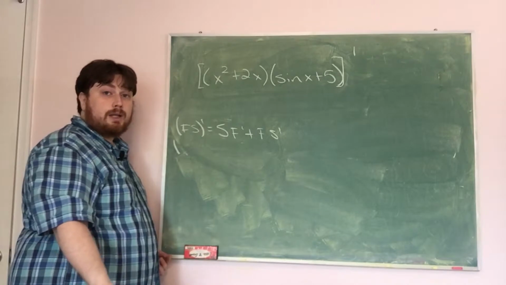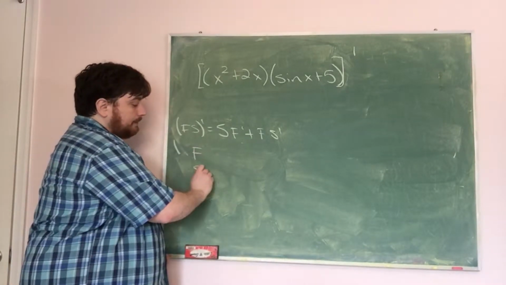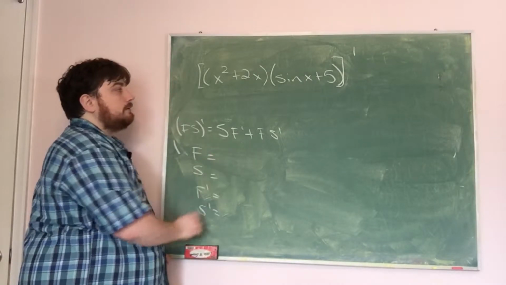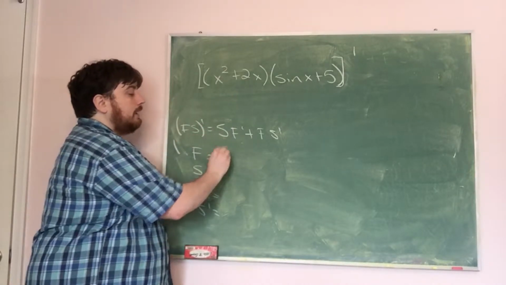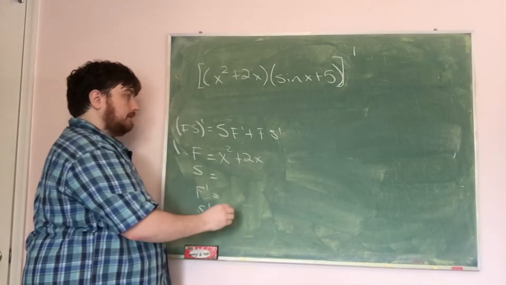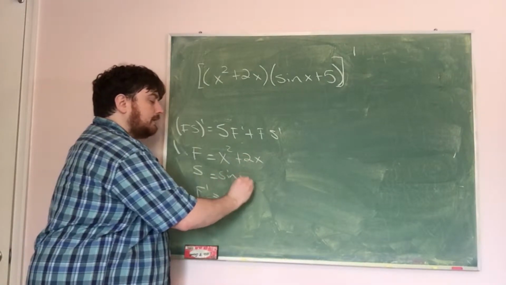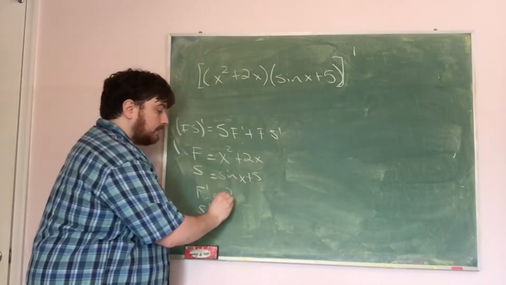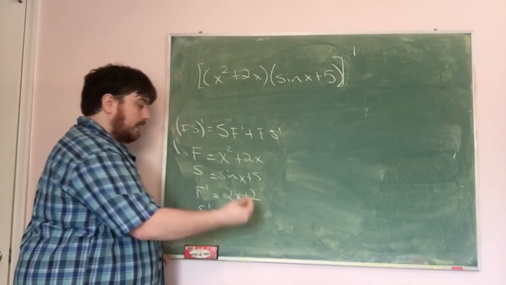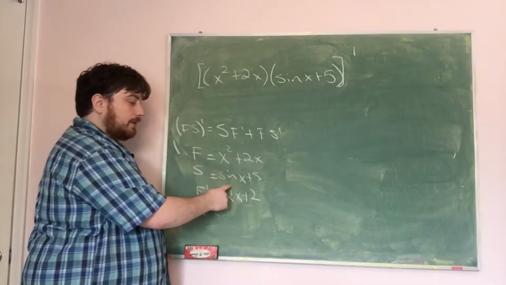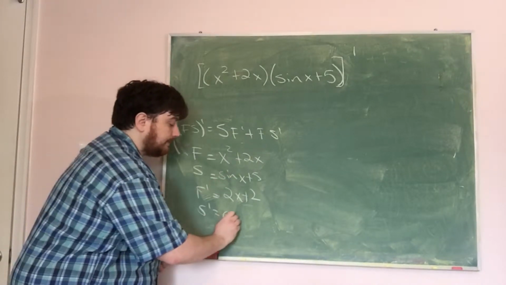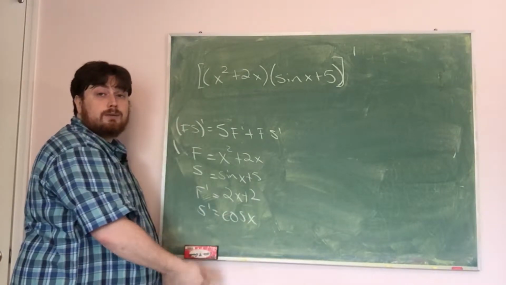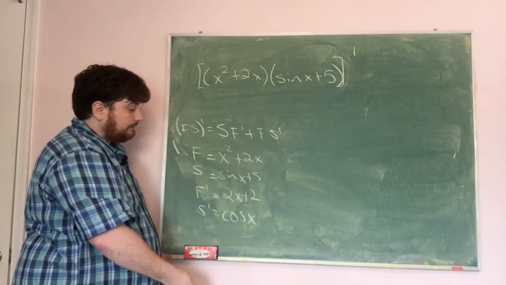So now if I use that, I just have to find my first, my second, the derivative of the first, and the derivative of the second. So now the first function is x squared plus 2x. The second function is sine of x plus 5. The derivative of the first is 2x plus 2. And the derivative of the second is, well, the derivative of sine is cosine. So I get cosine x, and the derivative of 5 is 0.